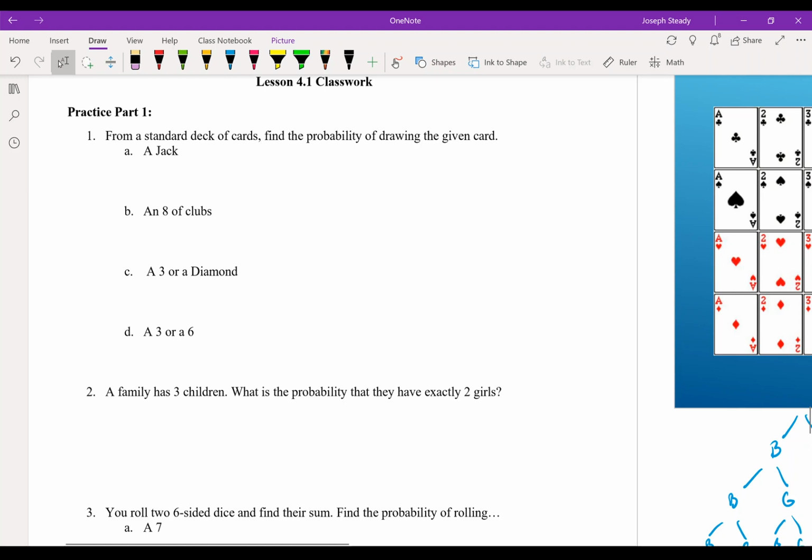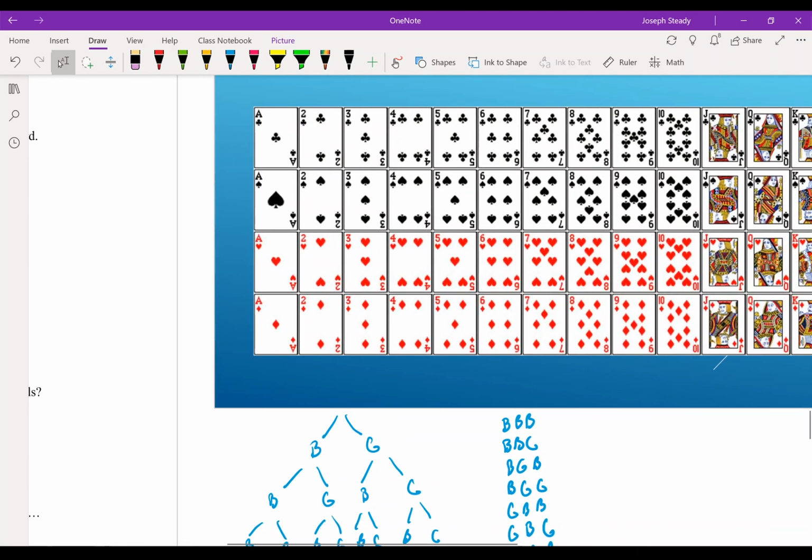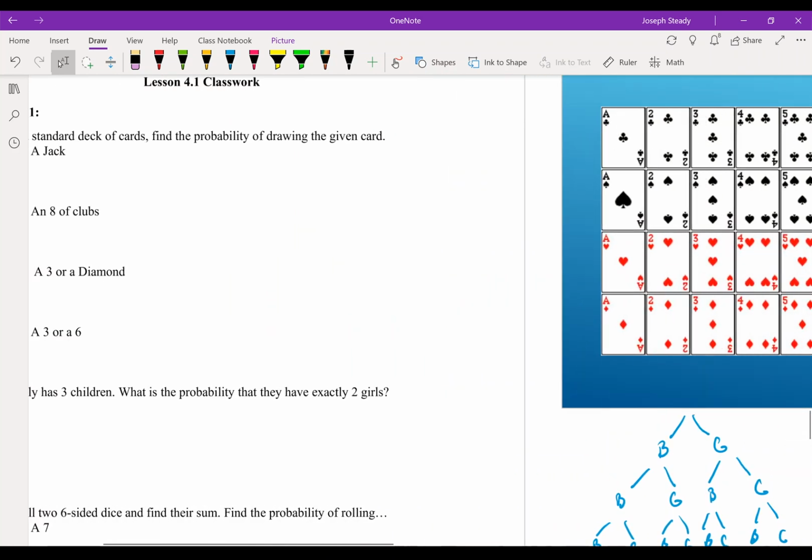In this video, we're going to look at a few problems where we're going to actually calculate some probabilities. So first, we're going to check out some problems dealing with a standard deck of cards. And I've gone ahead and brought that sample space over here from the PowerPoint so that we can check that out as we do these problems.